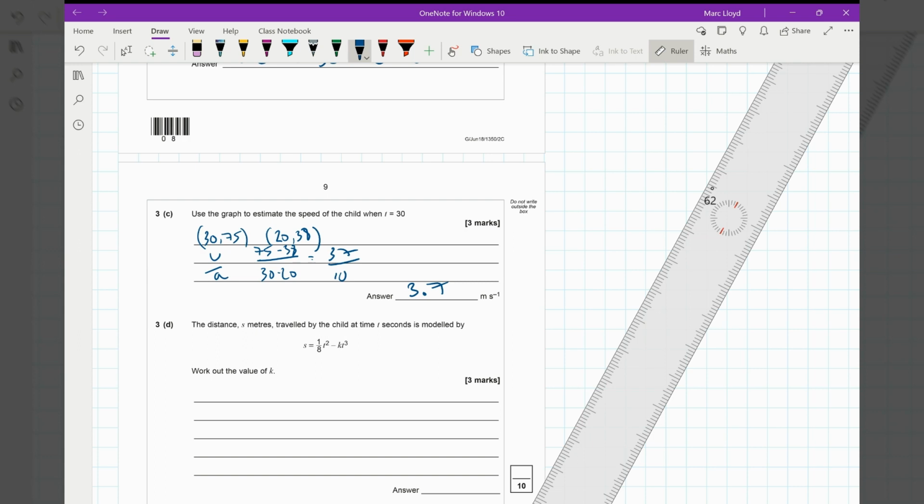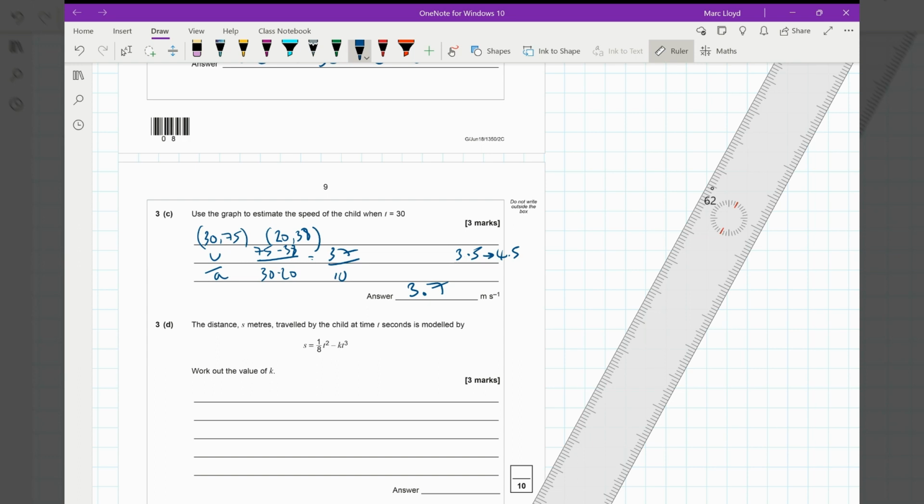Now, I don't have the mark scheme with me, but you will be given a range, and I've actually written the range down in my notes. The range of the answers is going to be 3.5 to 4.5. So if you've got an answer in there and you've shown your working, you're going to get full credit for this question.